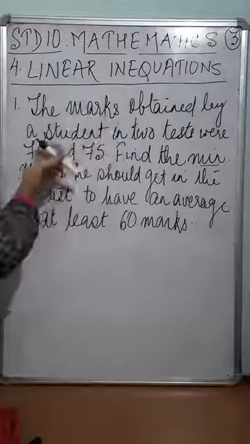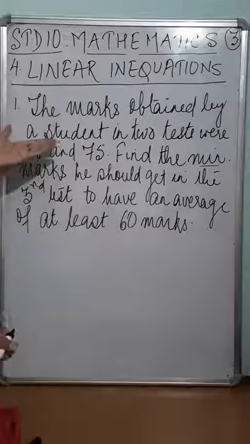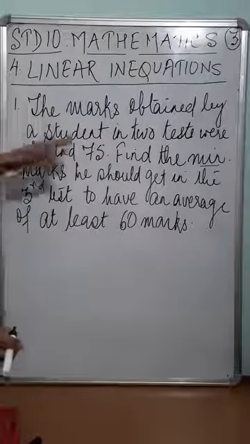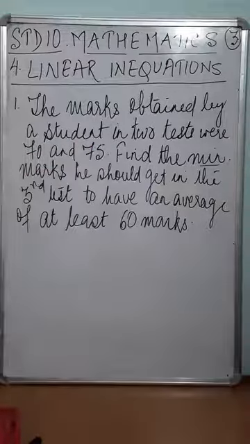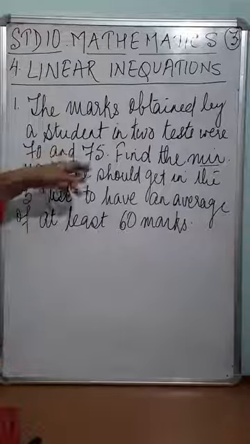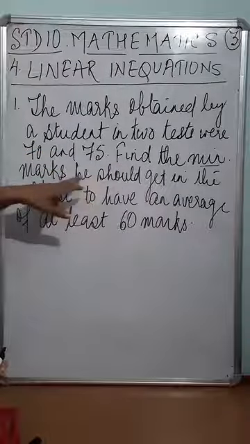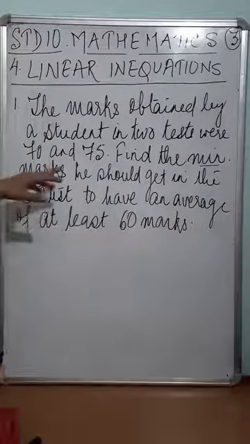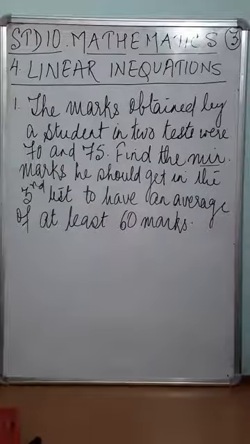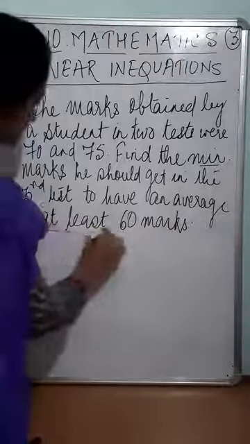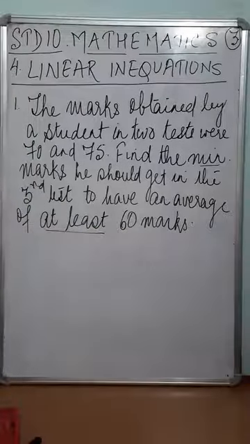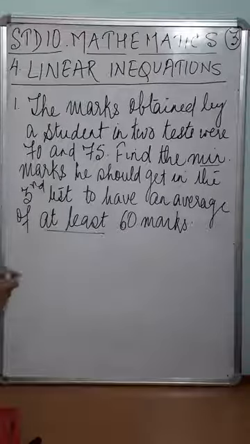The marks obtained by a student, any of you can take up your name, in two tests were 70 and 75. Suppose you had two tests, one is your send-ups, the other is pre-boards. Find the minimum marks he should get in the third test, say pre-boards 2, to have an average of at least 60 marks. It's not just 60, it is at least 60. So what should it be?